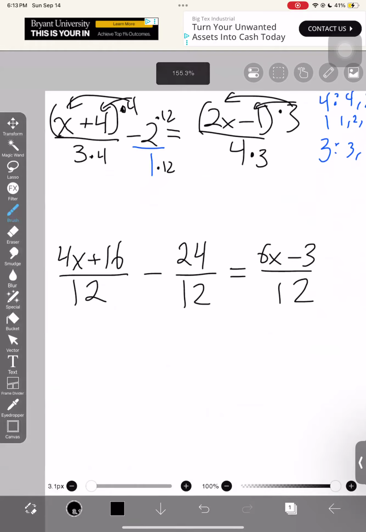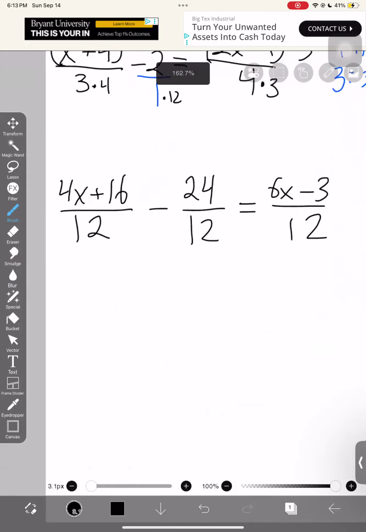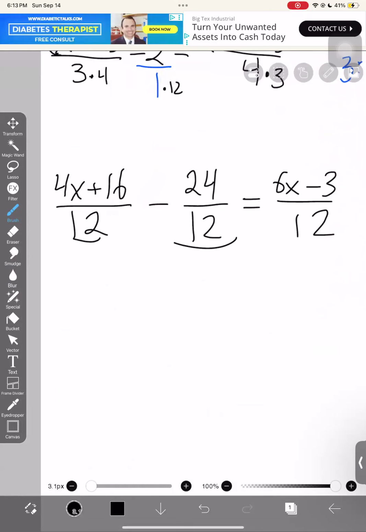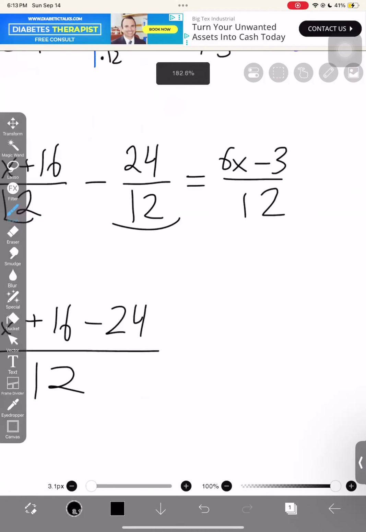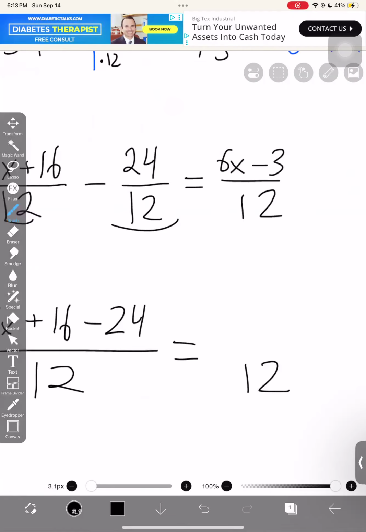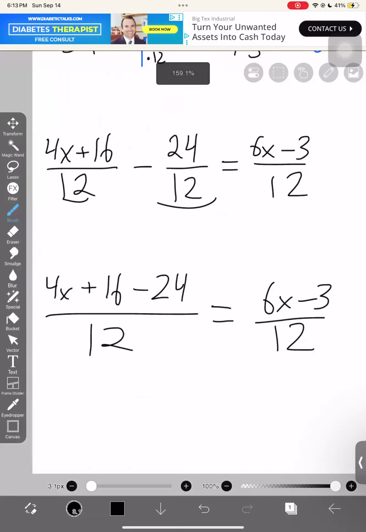And now we could kind of join it, right? When we add fractions, we keep the same denominator. So 12 is the denominator. And we just add or subtract the top. So we get 4x plus 16 minus 24. And that has to equal 12 over 6x minus 3. Right? So far, so good.